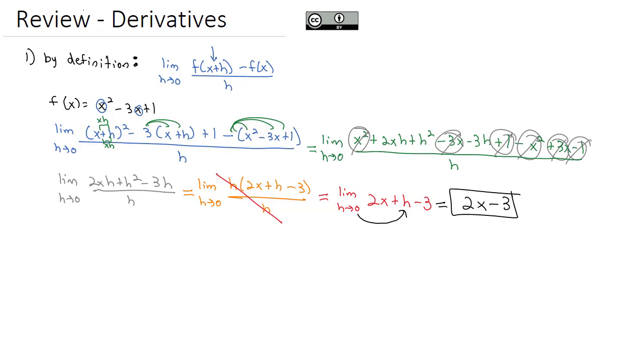So you need to be able to do at least one by definition problem. After the by definition problem on the midterm, all the rest we'll be able to use our shortcut formulas on. So let's try doing these shortcut formulas.